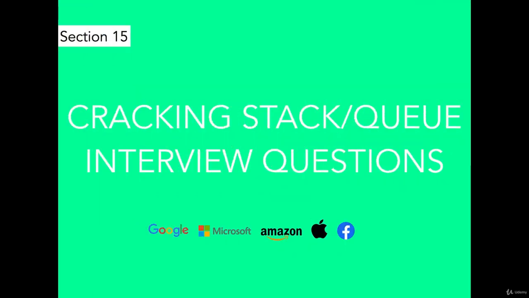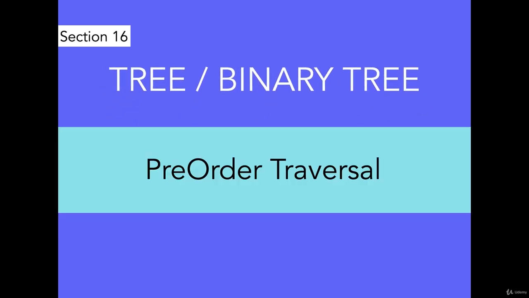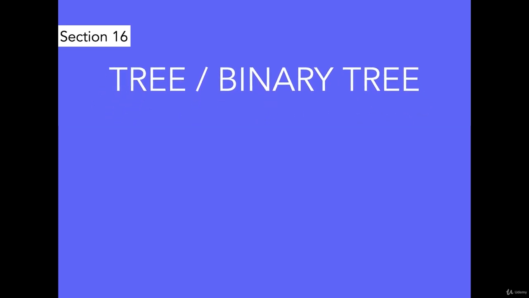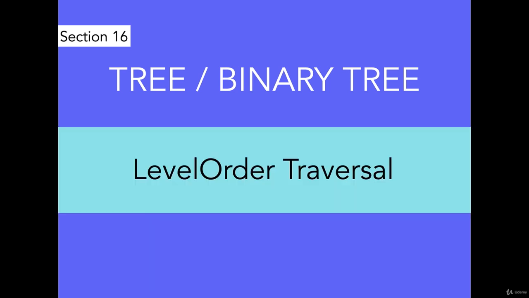Then from here we start another very detailed section which describes the whole tree data structure, in which we include binary tree and the main concepts of binary tree, such as pre-order traversal, in-order traversal, post-order traversal, and level order traversal. So here again we recall things like big O notation and recursion.